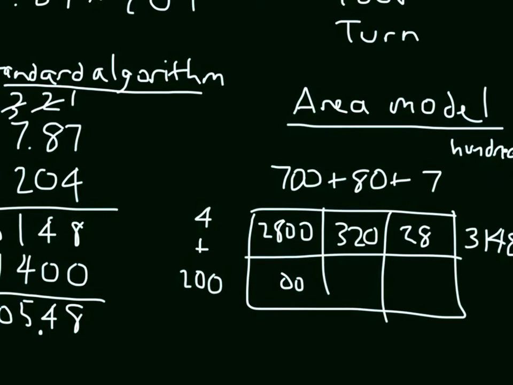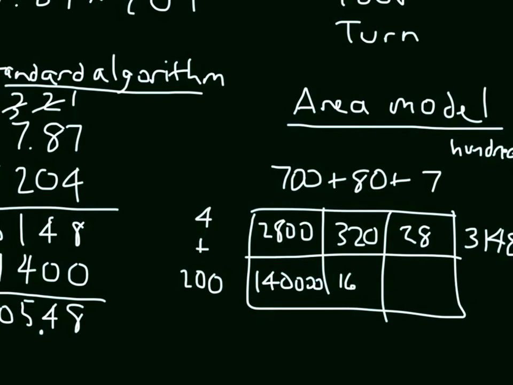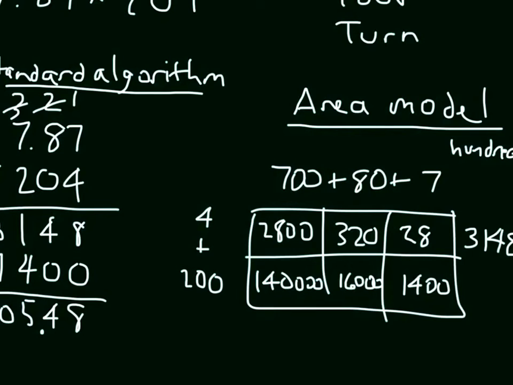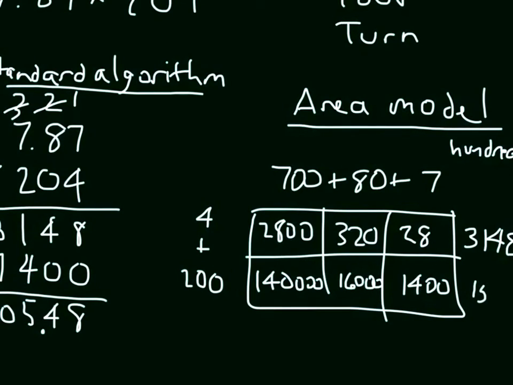700 times 200, that's 4 zeros. 7 times 2 is 14, so that's 140,000. 80 times 200, 16 followed by 3 zeros, 16,000, and 200 times 7 is 1,400. Adding those together, we get 140,000 plus 16,000, so that would be 156,000, and then 157,400. And that matches up with my other partial product there.